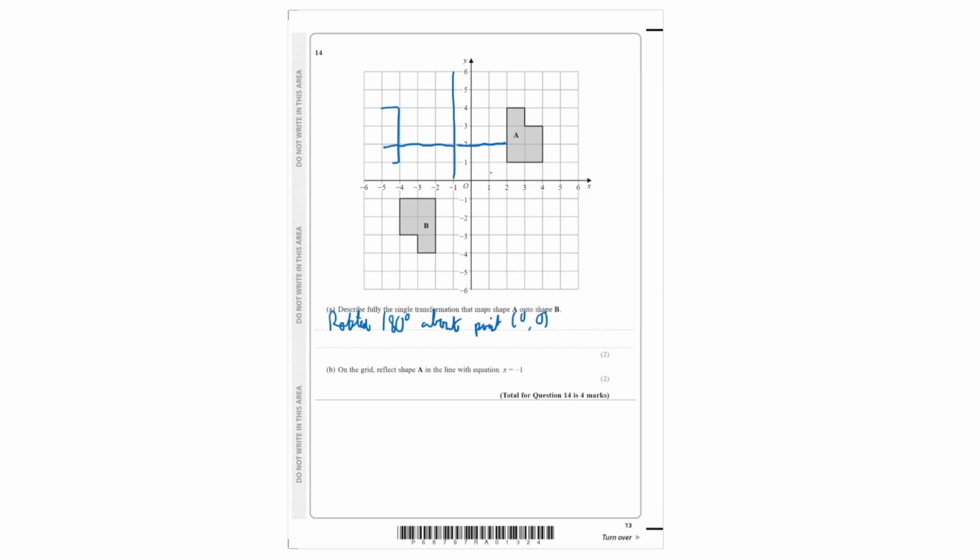It will merely be reflected into the mirror. So this is the reflection of shape A. Notice how it still has the exact same area, but it's flipped.